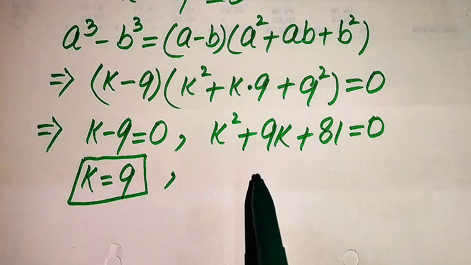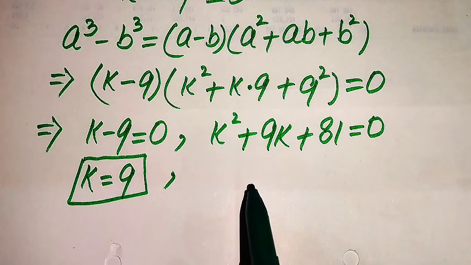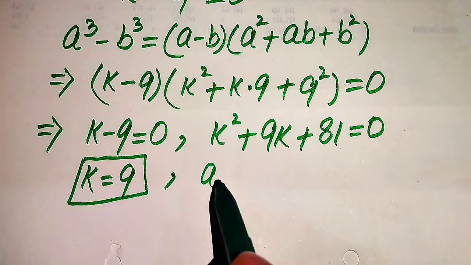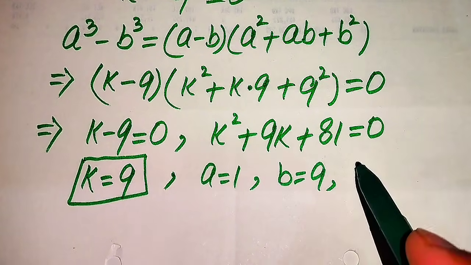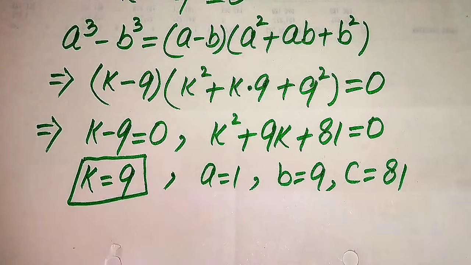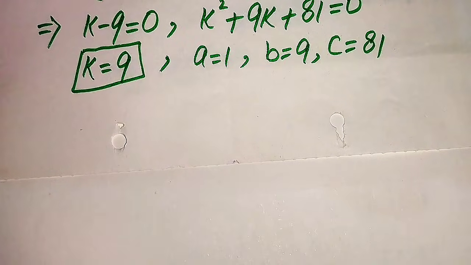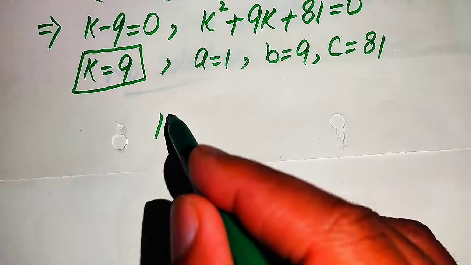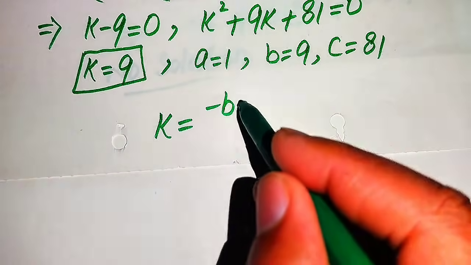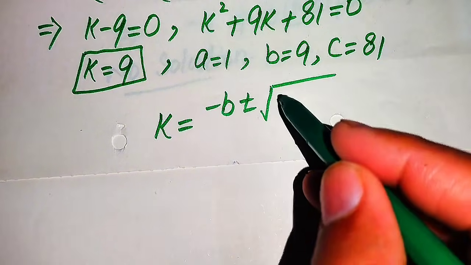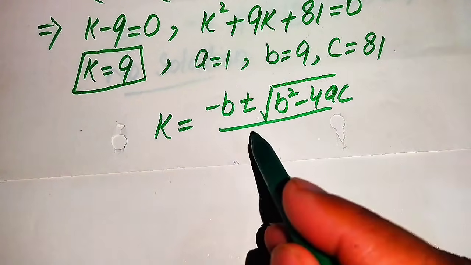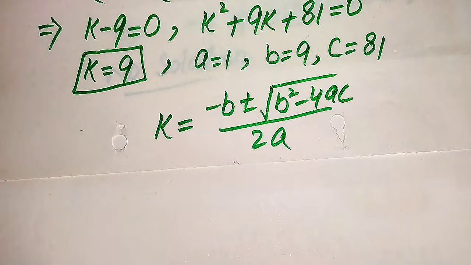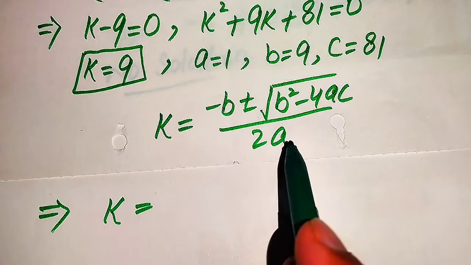So for this we need to write the coefficients of this equation, and its coefficients are a equals 1, b equals 9, and c equals 81. And we state the quadratic formula as k equals minus b plus minus square root of b square minus 4ac, divided by 2a. So this is our quadratic formula.